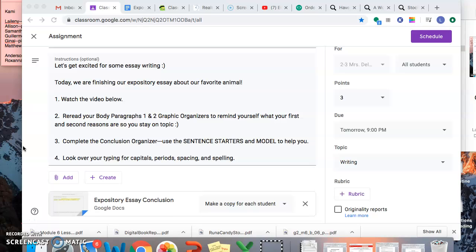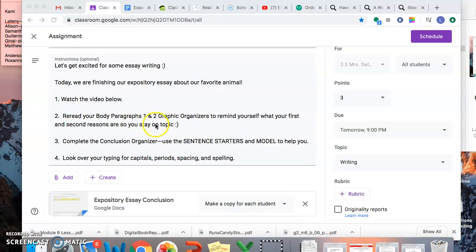Today is the last day. We are doing our conclusion. Just to recap, we had our introduction, body paragraph 1, body paragraph 2, and now we are on to the conclusion. We know that when we write our conclusion, we are wrapping it up. We're making sure that we're making it clear to our reader that we're ending, and it's short and sweet and to the point, okay? So first things first, you're going to read your instructions, you're going to watch this video.